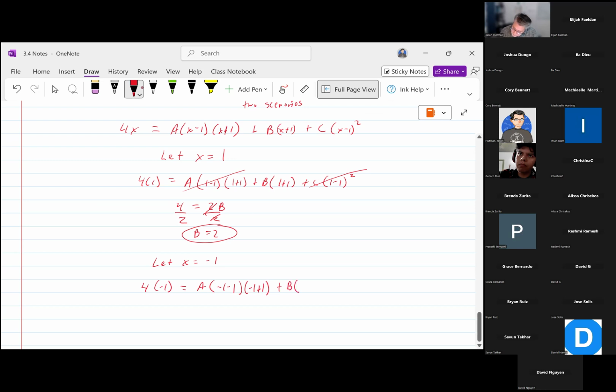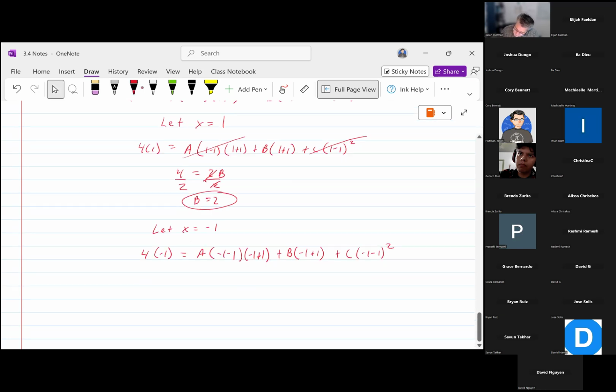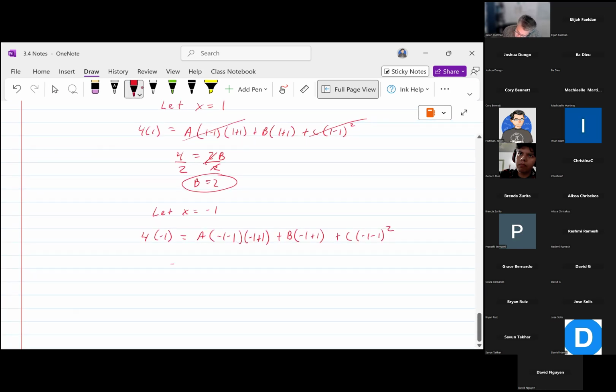Plus b times (-1 plus 1). That's going to go to 0. Plus c times (-1 minus 1) squared. Okay, so this is going to become -4. That goes to 0, that goes to 0. This is -1 minus 1, which is -2, squared is 4, so that's 4c.